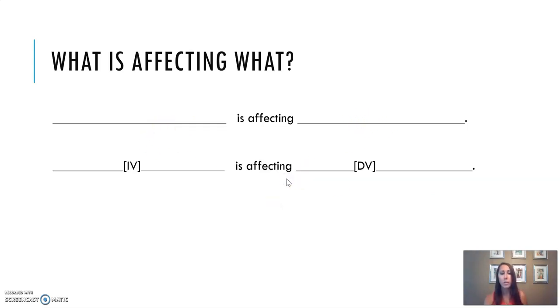So then all you have to do is keep in mind your first blank is your independent variable, your second blank is your dependent variable. What is affecting what? The independent variable is affecting the dependent variable. With that simple question, you're going to be able to figure out the independent variable and dependent variable on any research study that you look at. And that's our quick little research methods mini lecture.